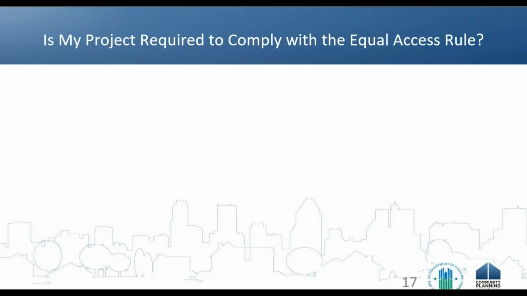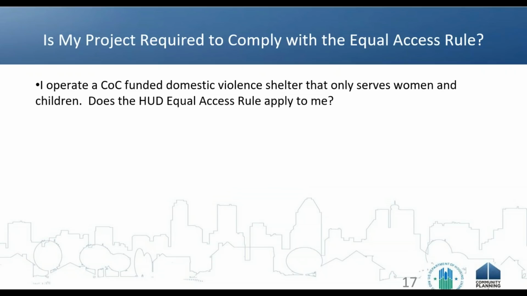As I mentioned at the beginning, folks really need to hear individually that we hear them and we get it. So I put this slide together so that it was really clear: is my project required to comply with the equal access rule? One of the questions we get asked often is, I am a CoC-funded domestic violence shelter and only serve women and children. Does the HUD equal access rule apply? The answer is yes, it does.